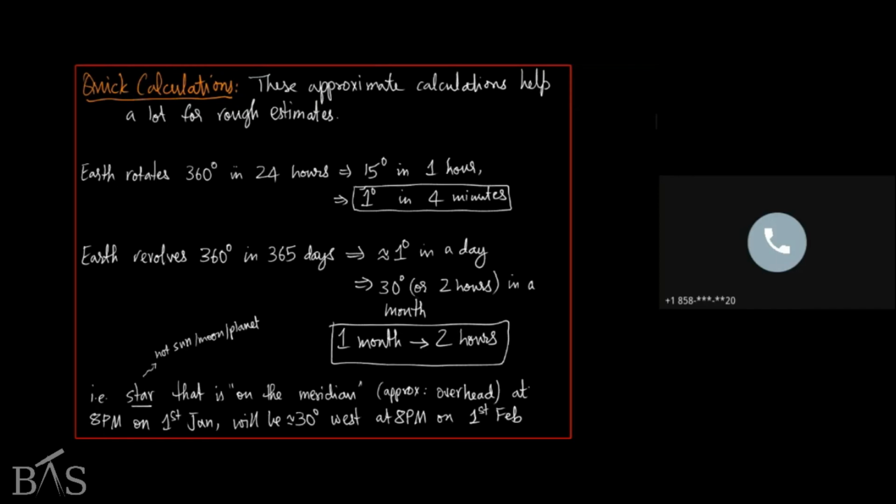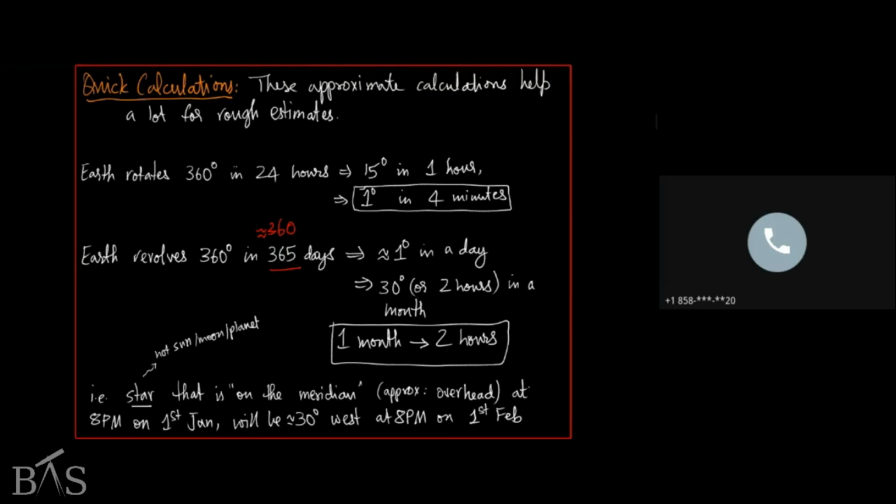Less common is that the Earth revolves 360 degrees in 365 days. We are going to approximate this to 360 degrees in 360 days, just to calculate. This is an approximation. So the Earth approximately revolves around the Sun 1 degree per day. So that's 30 degrees in a month, because a typical month has 30 days. That's also 2 hours of angle, because 1 hour of angle is 15 degrees. So 1 month is roughly 2 hours of angle. This is again a useful conversion.